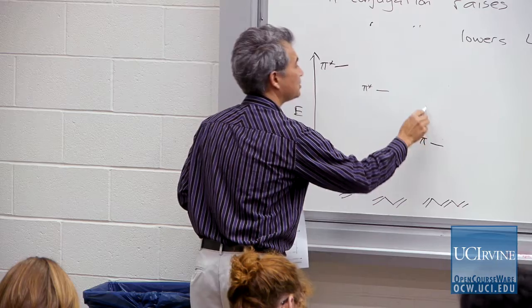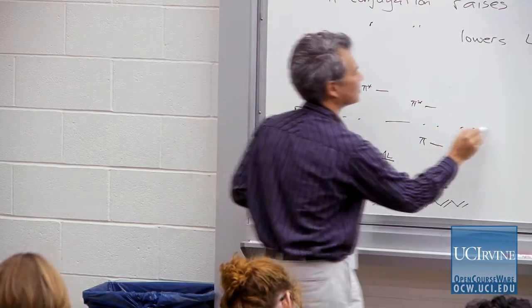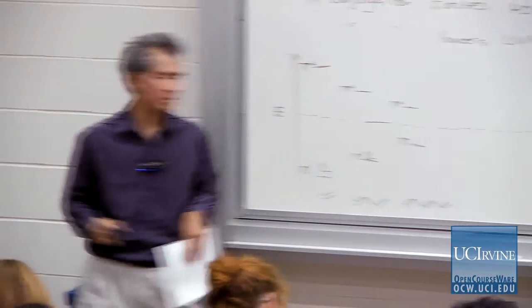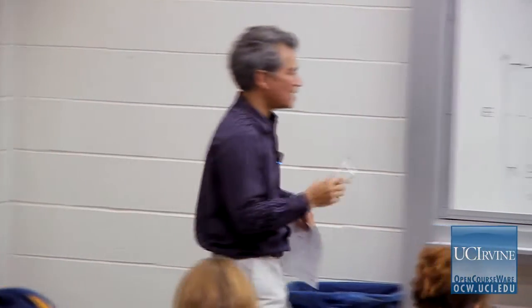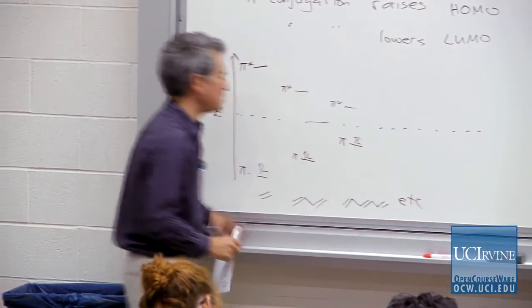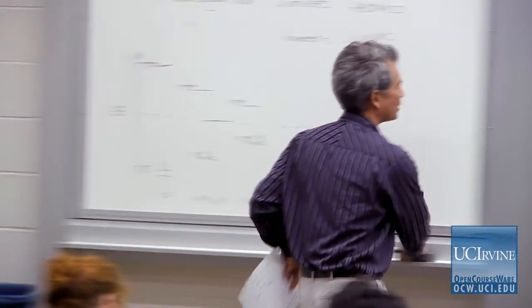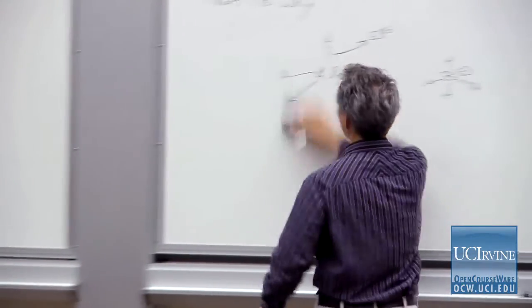And as I keep increasing the conjugation, I'll keep seeing this effect increase. Pi will get higher in energy, pi star will get lower in energy. And this is all relative to a p orbital, the energy of just a plain p orbital. And you can continue this ad infinitum, and you'll see this pinching effect. So what's the implication of that? It's pretty profound. This is just like making bonds longer, this idea of pi conjugation.